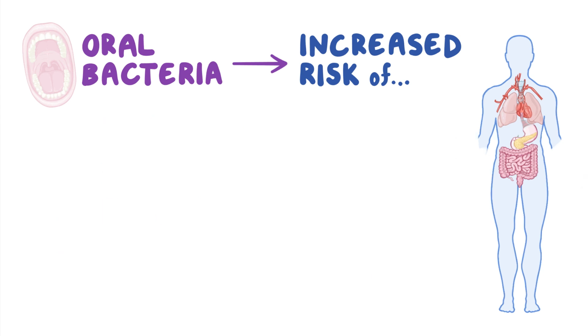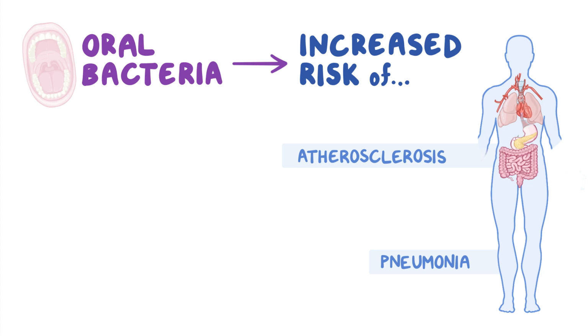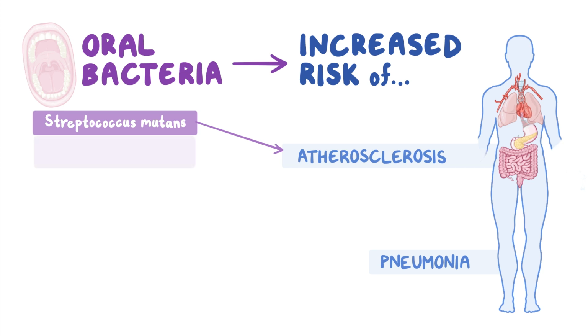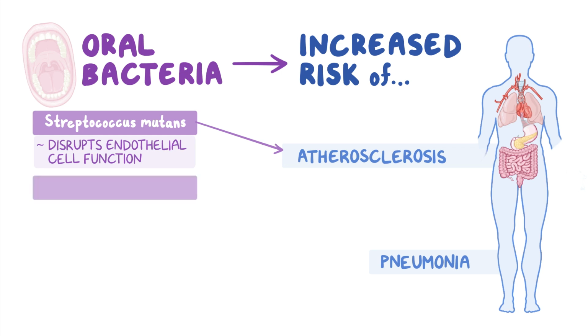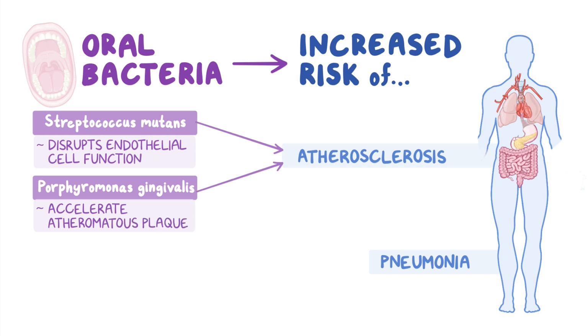Oral bacteria can also contribute to inflammatory diseases, such as atherosclerosis or pneumonia. In atherosclerosis, oral bacteria such as Streptococcus mutans could contribute directly by disrupting endothelial cell function, while periodontal bacteria such as P. gingivalis could accelerate the development of atheromatous plaque by infecting the epithelial cells that produce pro-inflammatory cytokines which enter the blood circulation and affect the cells in the atheromatous plaques, thus leading to the development of atherosclerosis.